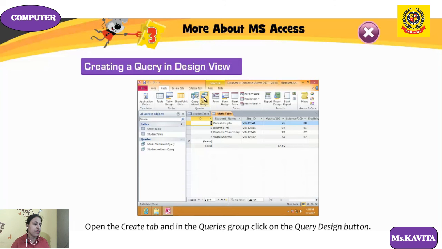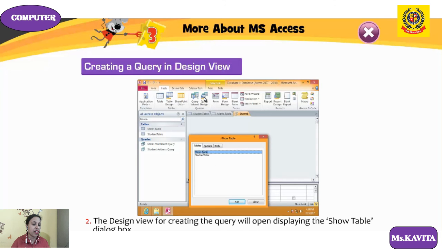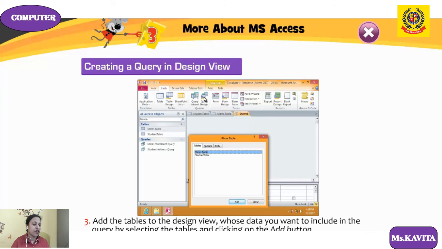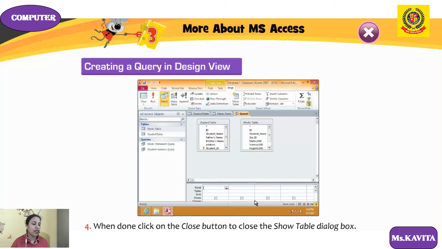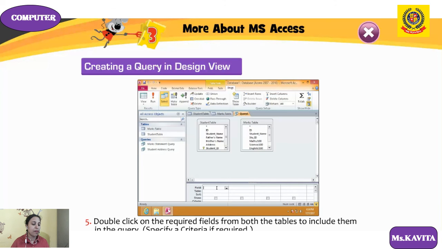The design view for creating the query will open, displaying the show table dialog box. Add the tables whose data you want to include in the query by selecting the tables and clicking on the add button. When done, click on the close button to close the show table dialog box. Double click on the required fields from both the tables to include them in the query.